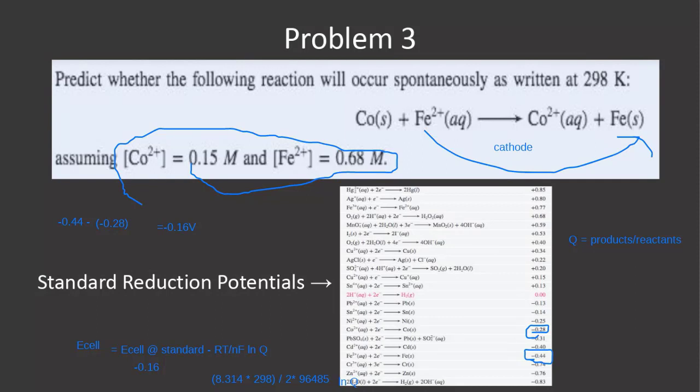0.15 over 0.6. Let me check. Yeah, that's what I got. So once you put everything into your calculator, you should get, as Caleb got, negative 0.14. And if you actually look, it's super close to your standard E naught. I find that it's almost always like that. Your numbers are going to change a little bit, but they're not going to change a lot.